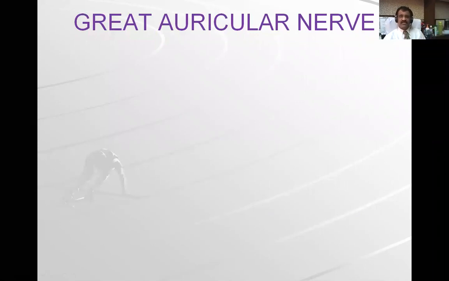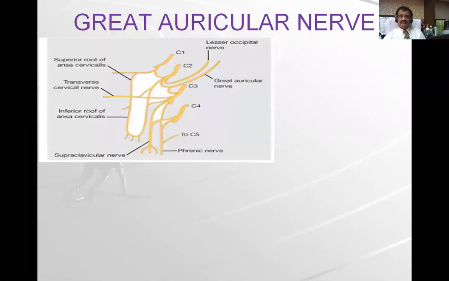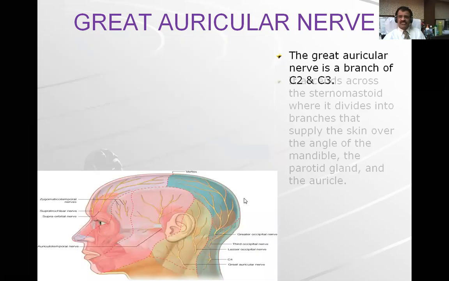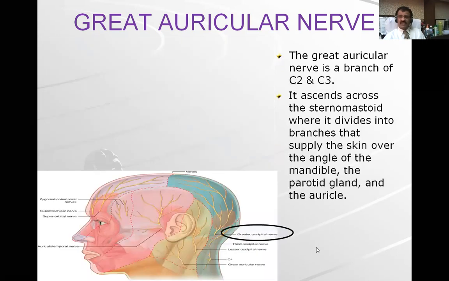Great auricular nerve, it is related to again auricle. It is a branch of C2 and C3, okay? So it is joint branch. It ascends across the sternocleidomastoid muscle where it divides into branches that supply the skin over the angle of the mandible and the parotid gland and the auricle.